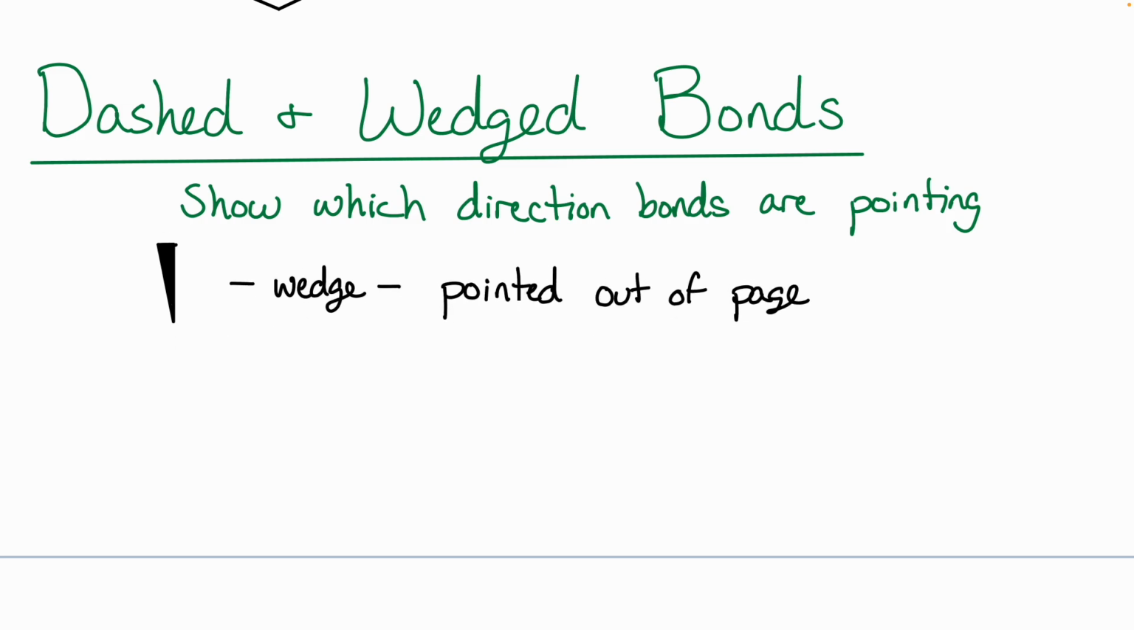The other type are the dashed bonds. They're a little bit harder to draw nice and neat. Sort of progressively getting larger lines. These are bonds that are pointed into the page.